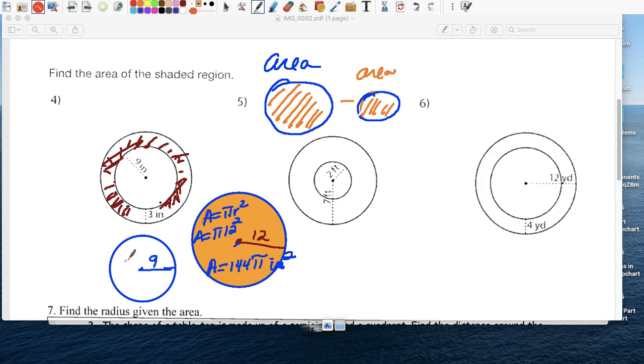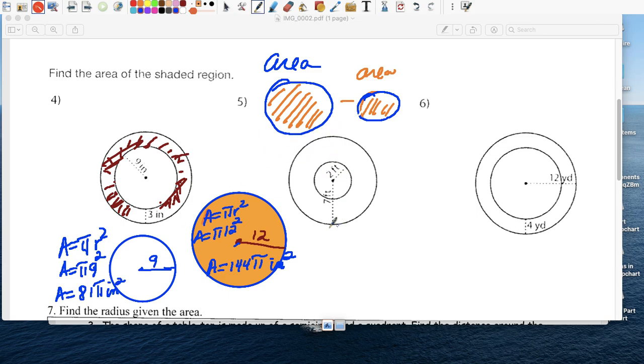The area of the small circle. The area of the small circle is A equals pi r squared. A equals pi, and the radius here is 9 to the second power. 9 to the second power is 81, and we're going to leave it in terms of pi. We're going to write 81 pi inches squared.